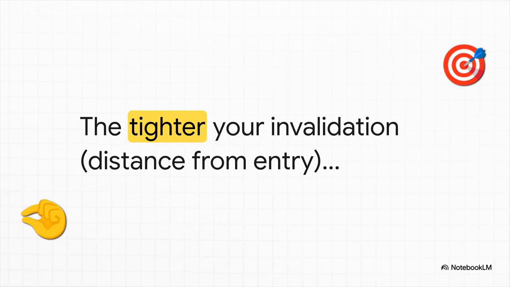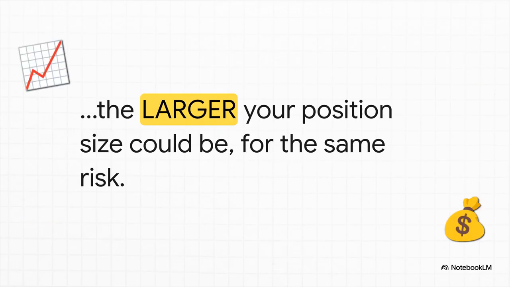What if your trade idea is super precise? You've got a really tight invalidation point that's right near your entry. Well, in that case, you could actually take on a much larger position size for the exact same dollar risk. You just can't cheat this relationship. You can have a wide stop or you can have a big size, but for a small risk, you can't have both. You have to pick your trade-off.